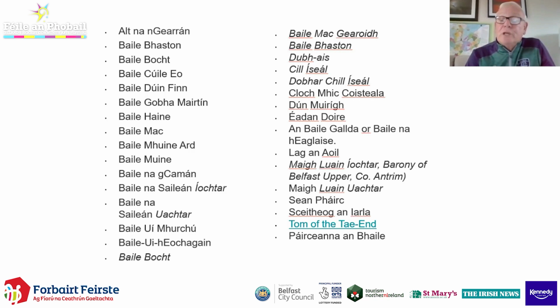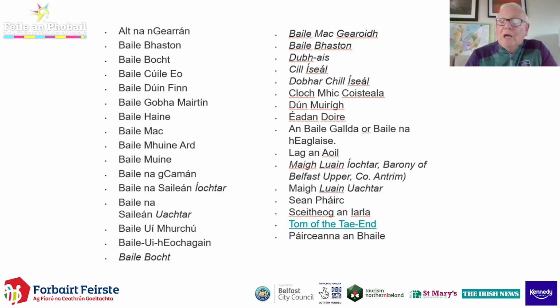We then have Moilún Éachtar, or Lower Malone. And I've just put in there, it's the barony of Upper Belfast in the county of Antrim. Most of the others in there are barony of Lower Belfast. Moilún Éachtar is Upper Malone, which is to the south of Lower Malone, if you follow me. Then we have Anshan Park, or the Old Park.